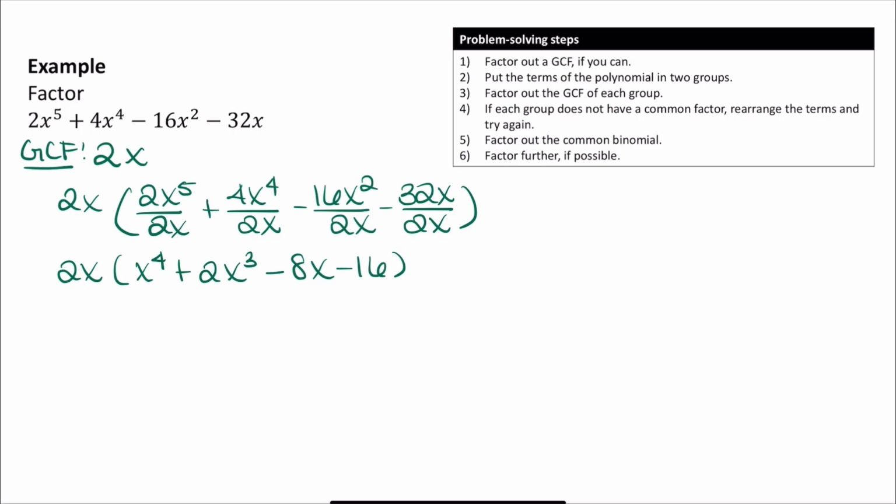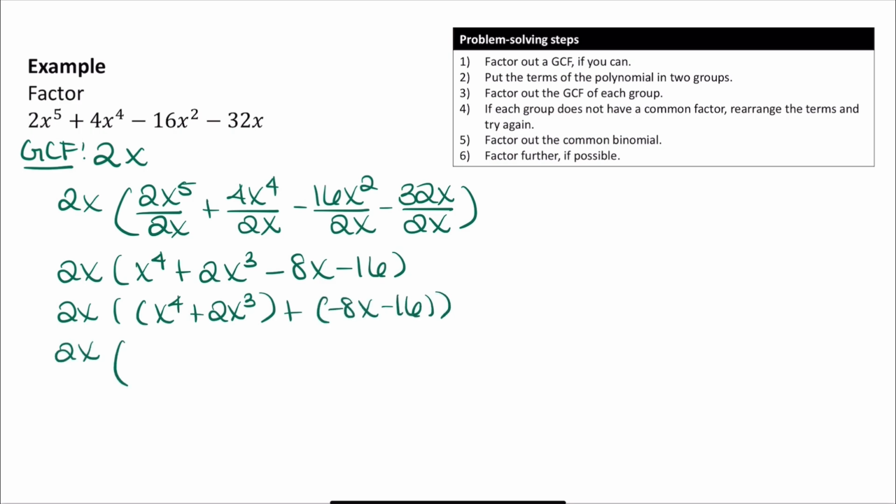Okay, so I'm going to leave my 2x in front, and then I'm going to work with that polynomial on the inside. So I'm going to do the same steps I did before. I'm going to put the terms into 2 groups. So I have x to the 4th plus 2x cubed, and then plus I'm going to do negative 8x minus 16. Now I'm going to factor the GCF out of each group.